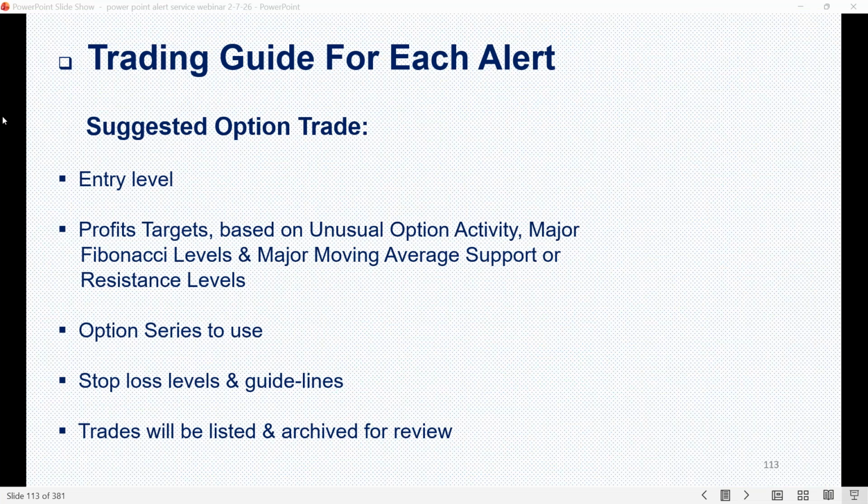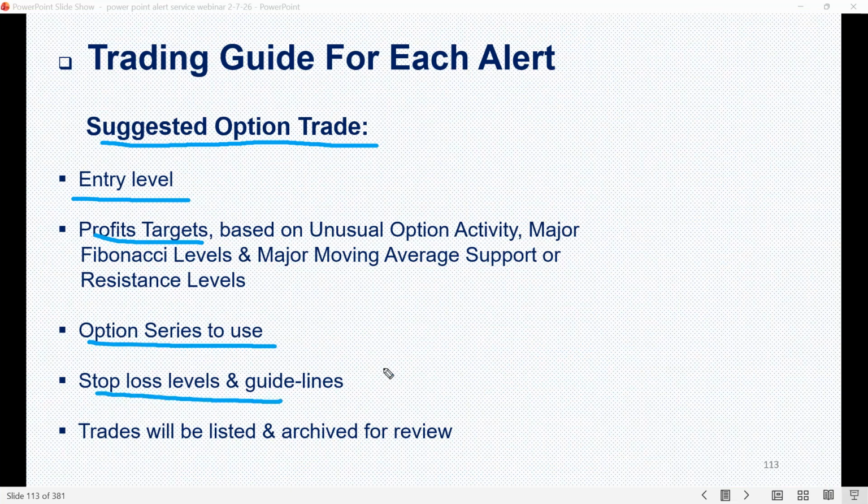When I send out a trade, I'll always give you the suggested option trade to use based on what I think would be the best trade setup based on the option strategy for the market condition. So when it's sent out, I give you the trade entry level. I'll give you profit targets to use, and this is based on my unusual option activity, Fibonacci, moving averages, things that I look at there. I'll tell you what option series to use. I'll give you the stop loss guidelines. I'm always updating these and sending out any updates and adjustments based on that.